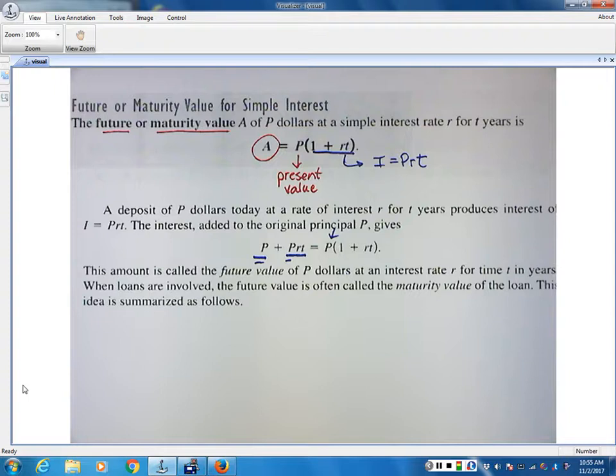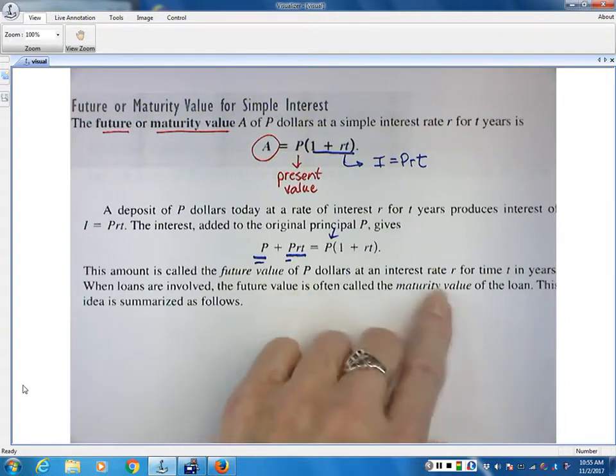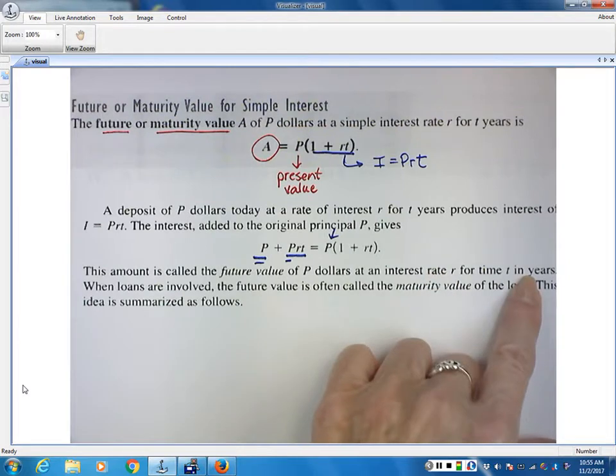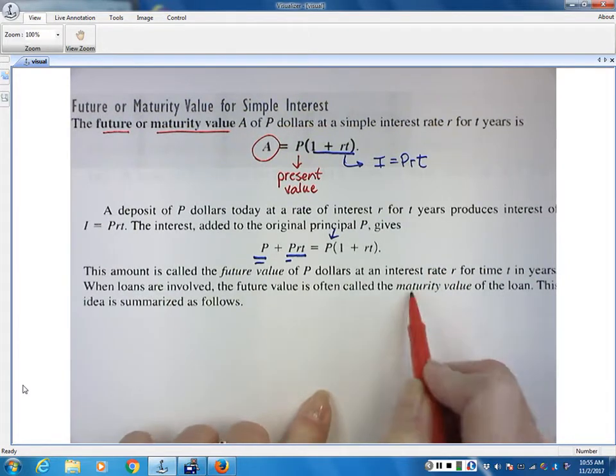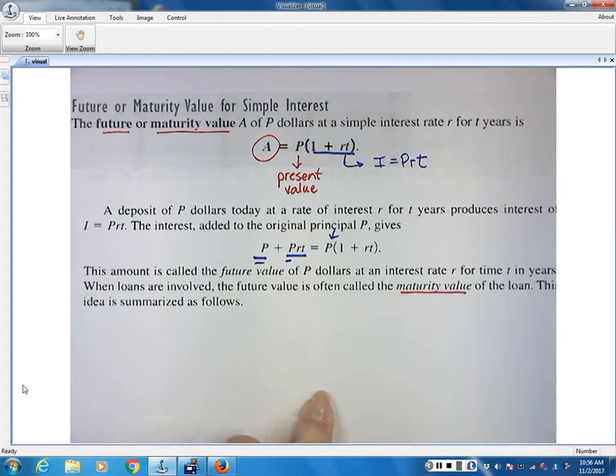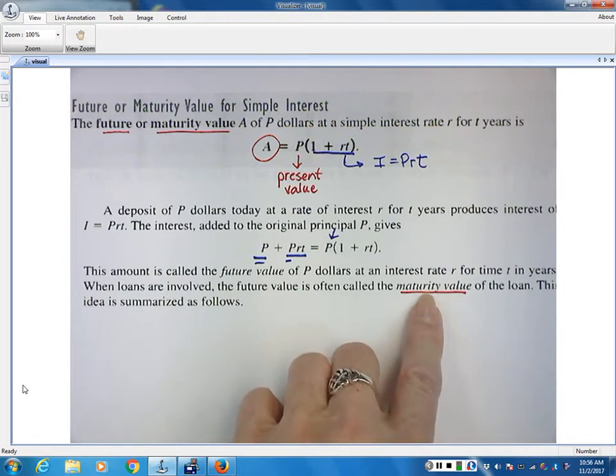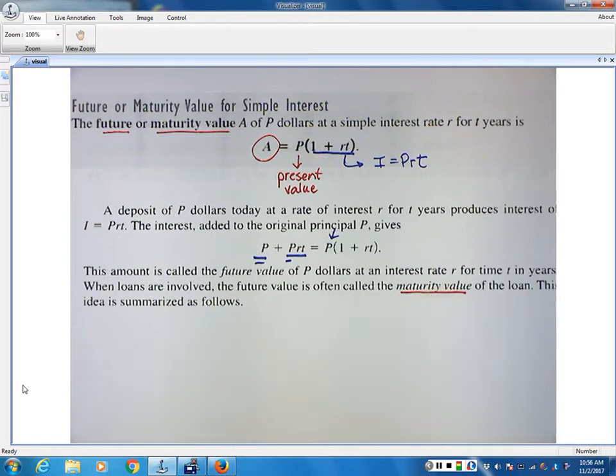So that amount is called the future value of P dollars at an interest rate R for the time T in years, and when loans are involved, the future value is often called the maturity value of the loan. If it's a loan, they call it a maturity value. If it's a savings account, they call it the future value.